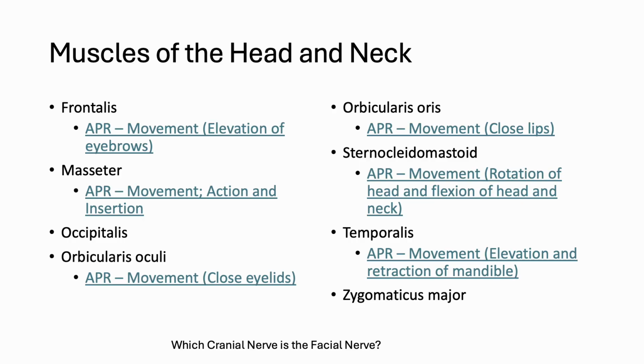Now, another thing I want to make a connection. We learned all of the cranial nerves, and we talked about different things they innervate. So many of the muscles that we're talking about are going to be innervated by the facial nerve. So do you remember which cranial nerve is the facial nerve? Pause your video and then start it back. So hopefully you remember that the facial nerve is cranial nerve 7.